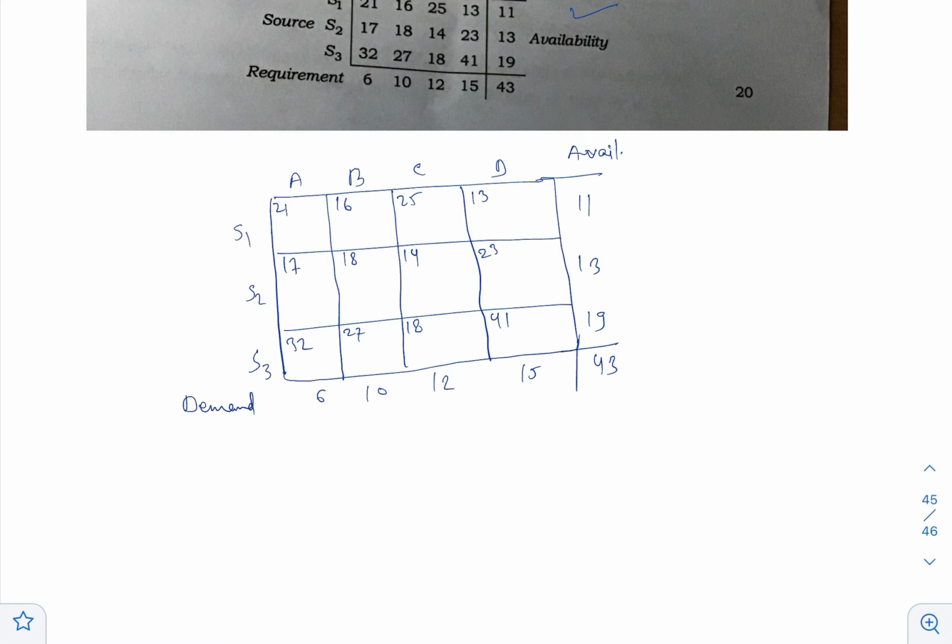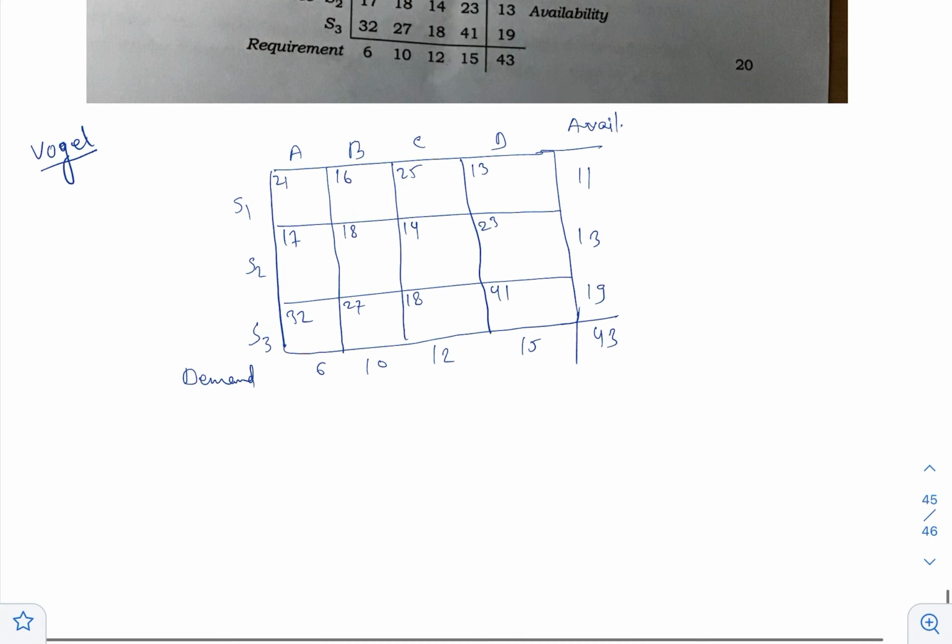So this is the given problem, and Vogel's approximation method uses penalties as a tool to determine the basic cells and allocate the demand and supply to these cells. So let us calculate the penalty for the rows and the columns.